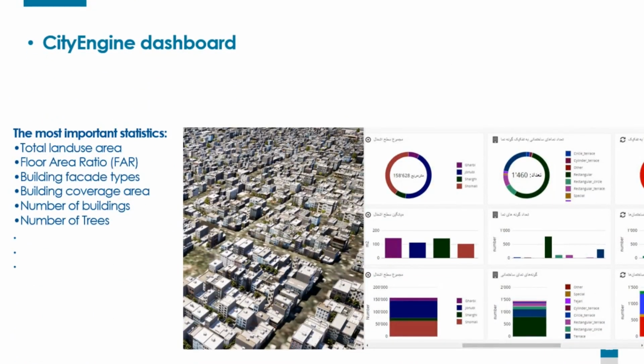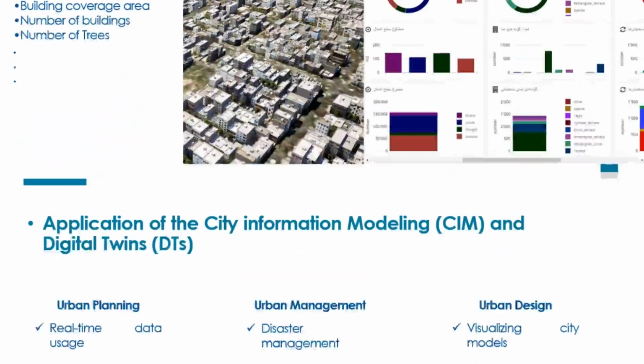In this slide, I'd like to highlight the CityEngine dashboard, which provides a wealth of data for urban analysis. The most important statistics include total land use area, floor area ratio, building facade types, building coverage area, number of buildings, number of trees. These key statistics offer valuable insight into the Narmak neighborhood and are essential for effective urban planning.